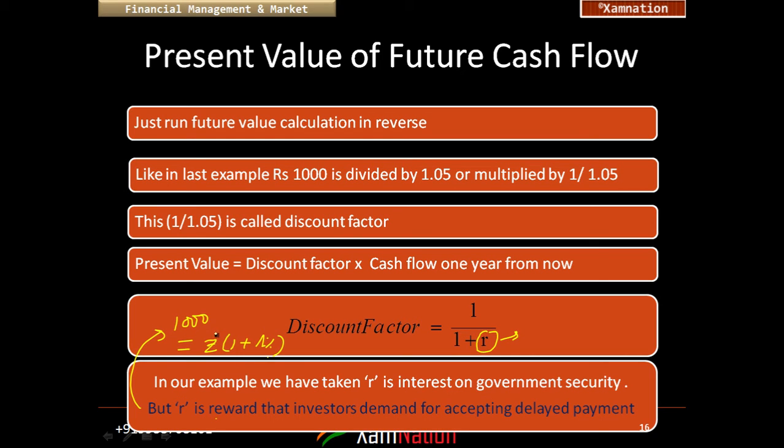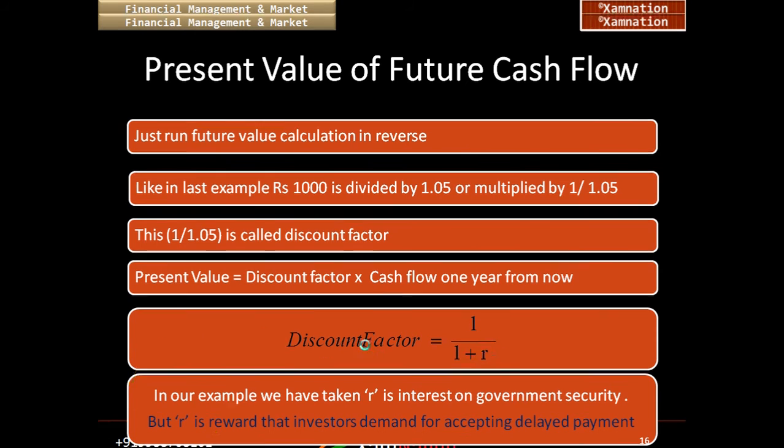So presently you can get the Z amount, but you are not getting it. You are saying that you will get 1000 rupees in the future. In return for that, you want r as a return. r is a reward, because this would be Z plus r percent of Z. So r is an interest over the Z, or the reward you want because you are not using this Z amount presently. So r represents the reward the investor will demand for accepting the delayed payment.